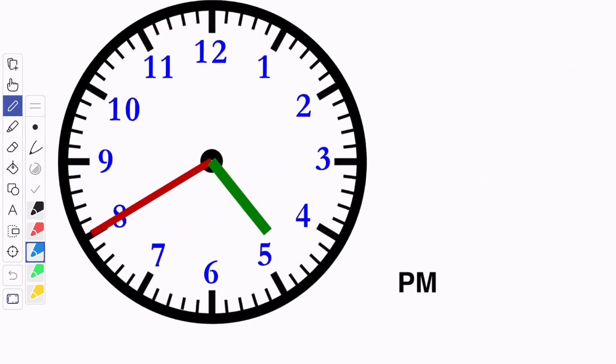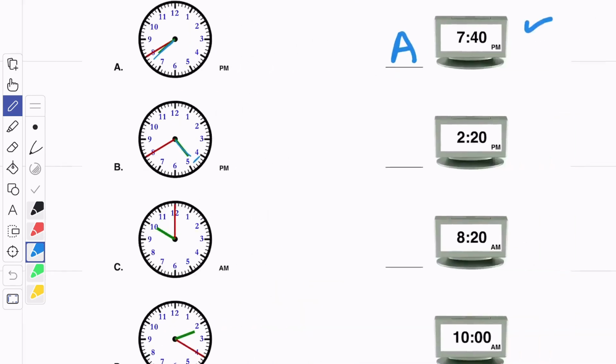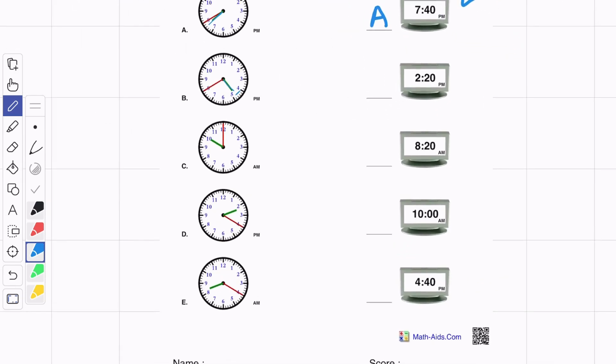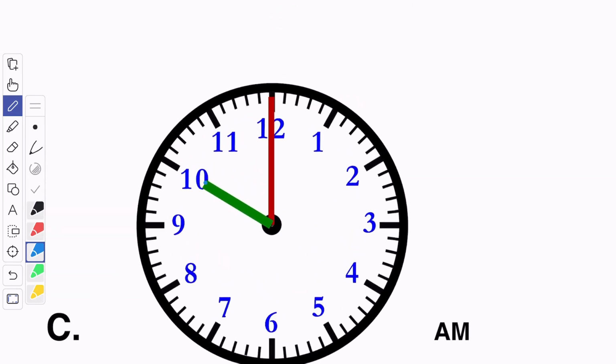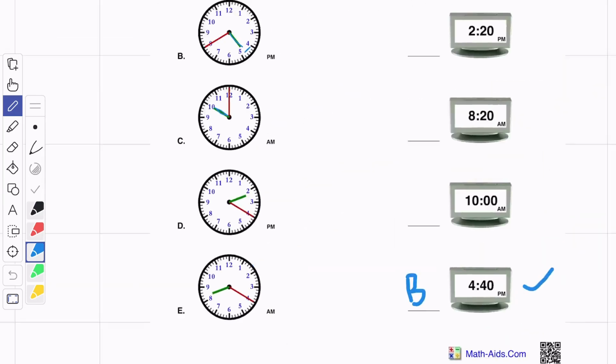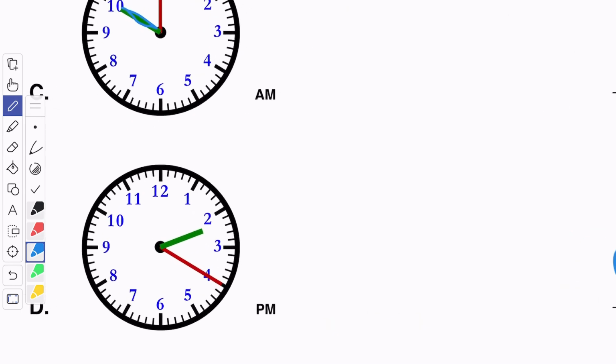Now for this one, our hour is in the 4 area. So the hour has to be at 4. Which one of these has 4? This one. So this one's going to be B. Now for this one, our hour is at 10. So which one is 10? This one. So this one's going to be C.